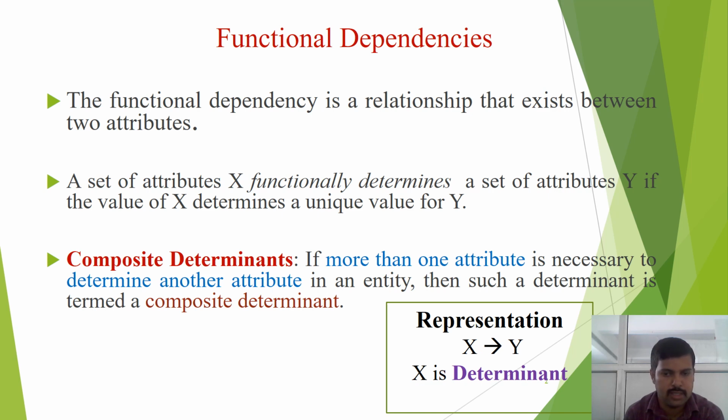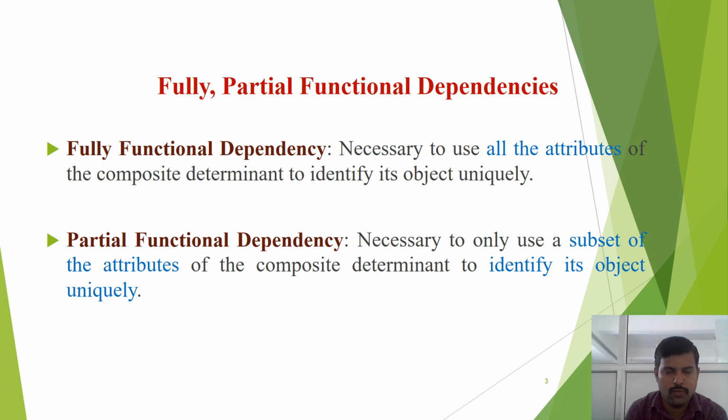Let us go with the representation. Here we have represented it as X determines Y, where X is the determinant and Y is dependent on the value of X. But here X is a single determinant. For example, if more than one attribute is able to determine Y, we say it is a composite determinant. Next, we move on with full functional dependency and partial functional dependency.